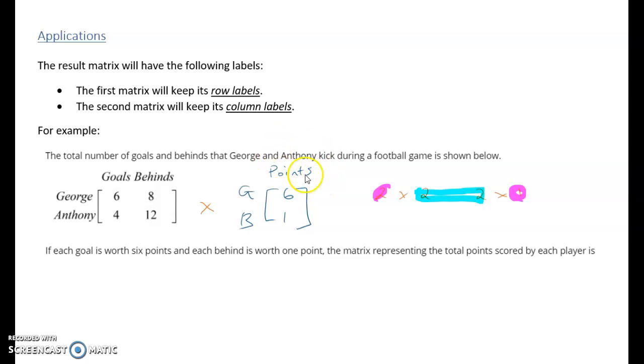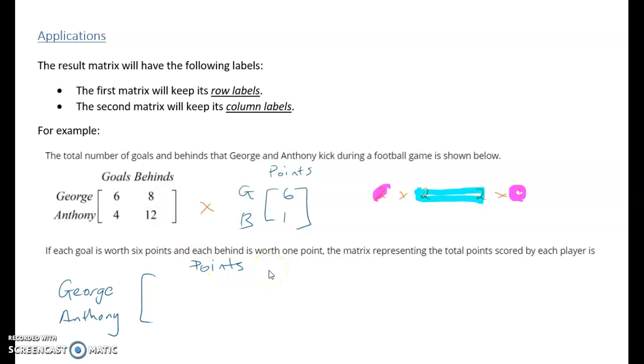One thing I forgot to include was a column header. So this will be the points that a goal is worth 6 and a behind is worth 1. Okay, just to highlight this concept here, the first matrix keeps its row labels. Now the first matrix had the names George and Anthony, so I've just rewritten them there. And the second matrix will keep its column label. Now the column label was just points, so I've just written points on top.